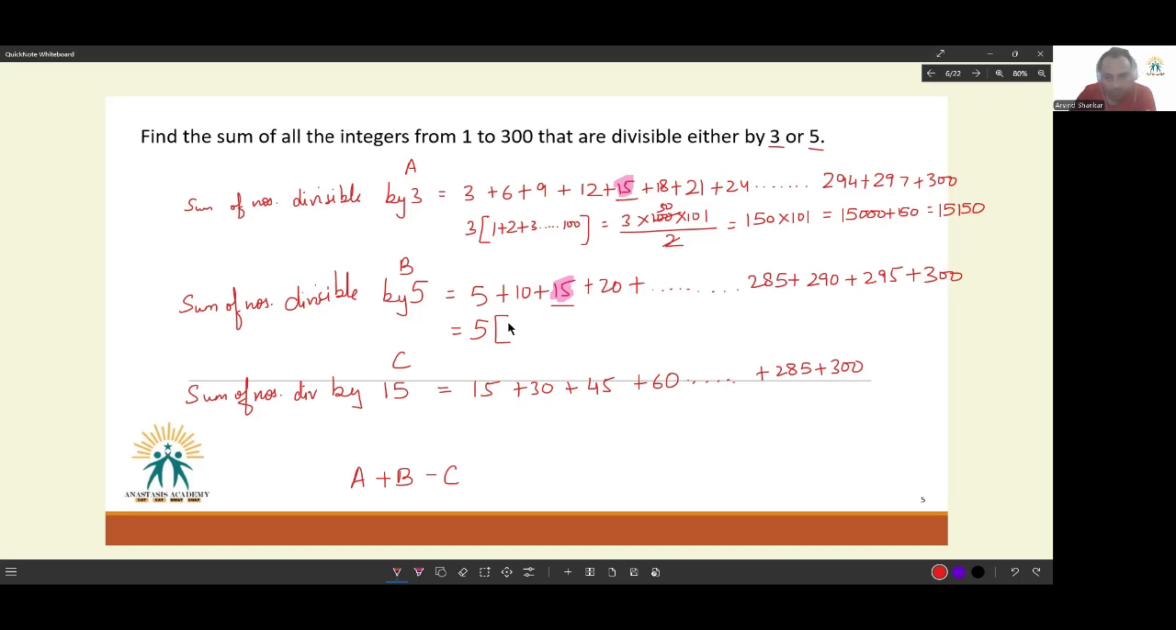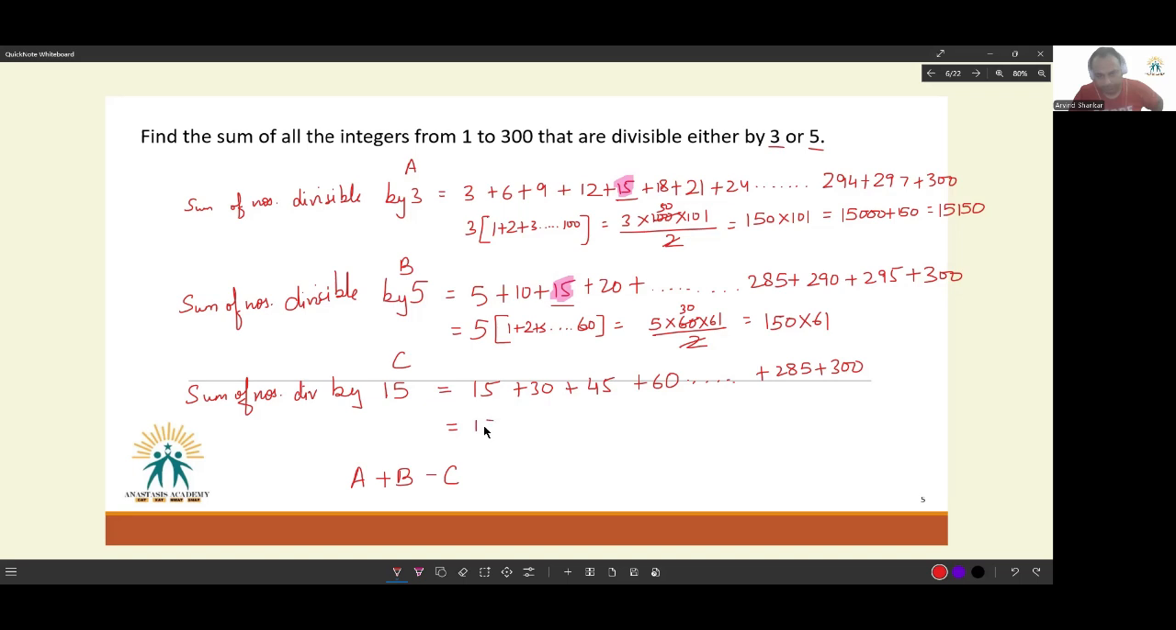Okay. Here, if I take out 5 common from each of the terms, this has 60 terms, 300 divided by 5 is 60. So 1 plus 2 plus 3, so on and so forth, up until 60 we'll get. So this will be 5 into 60 into 61 divided by 2. So this will be 150 into 61. I shouldn't have multiplied it entirely. 150 into 61 is good enough. I will stop it here.